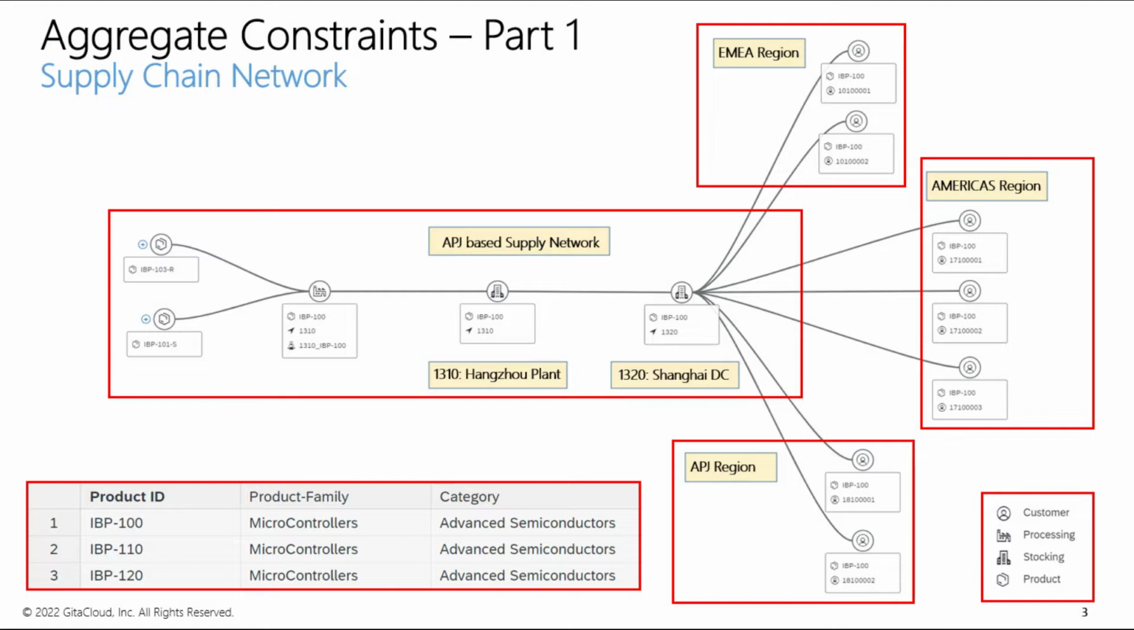Let's understand this with an example of a high-tech semiconductor company. This company has demands from OEM customers in all regions and an Asia-centric supply and distribution network. We will focus on the microcontrollers product family, which has 3 finished products as shown here. Microcontroller product family is built in plant 1310 in Hangzhou in China. This plant feeds the distribution center 1320 in Shanghai.